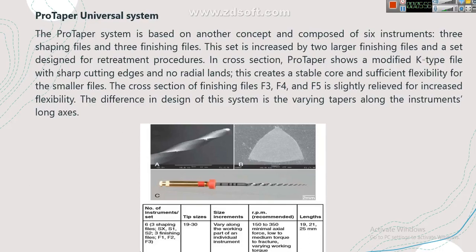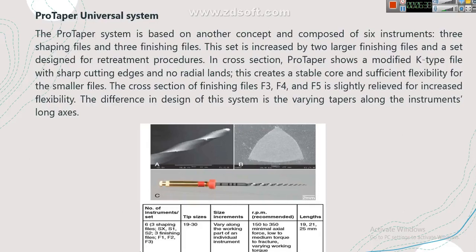So also there is another type, the ProTaper Universal system. If we look at this one, the cross section is a little bit different in comparison to the other one. The ProTaper system is based on another concept and is composed of 6 instruments, 3 shaping files. It means 3 files are specified for making a good shaping feature inside the root canal system, and the other 3 are finishing files, because we have shaping and finishing.